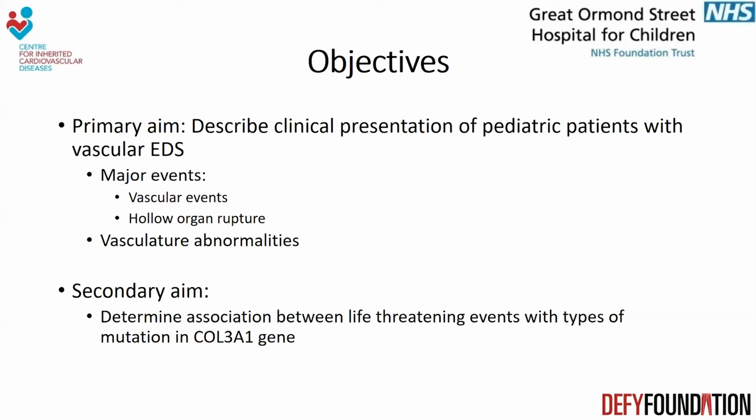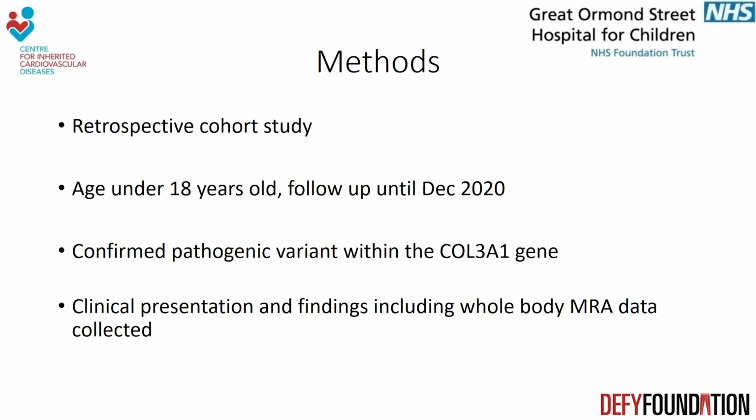So the primary objective of our study is to describe the clinical presentation and also complication of vascular EDS in pediatric patients, focusing on major events such as the vascular events and hollow organ rupture, and also to identify associated vascular abnormalities. Our secondary aim is to determine association between life-threatening events with types of mutation in the COL3A1 gene.